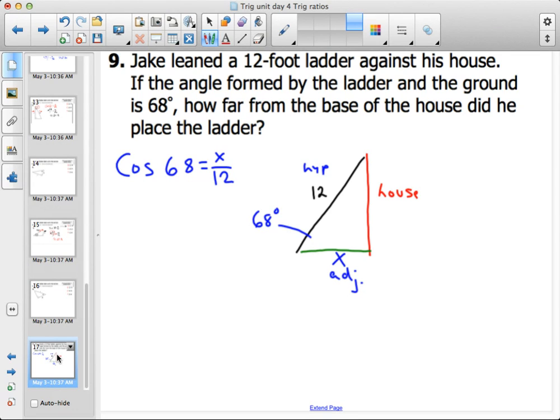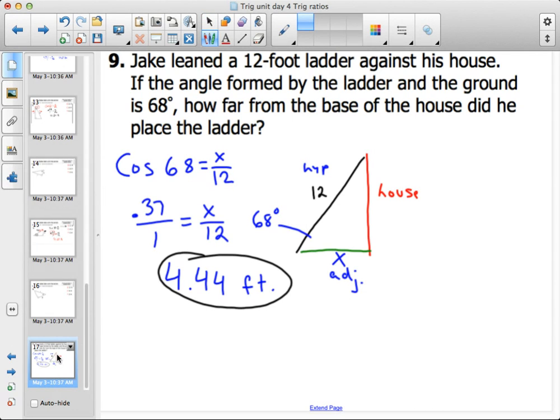Cosine of 68 will get us the number 0.37 if it's rounded. 0.37 over 1 is equal to x over 12. We cross multiply 0.37 times 12, divide by 1, and we get the number 4.44, and that should be in feet. So the biggest thing with the word problems, again, just like we've always stated, is that we need to, number one, draw a picture and make sure that that picture would make sense. 4.44 feet seems like a reasonable amount of distance away from a house for a 12-foot ladder. We're probably good to go.